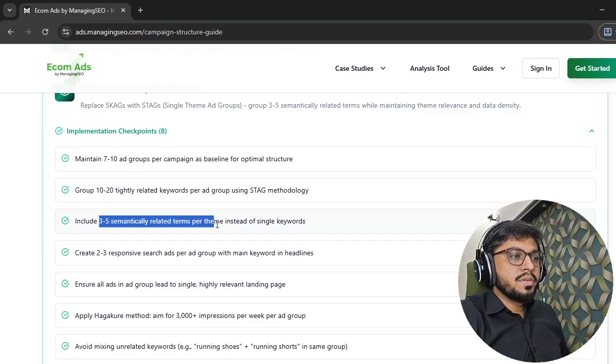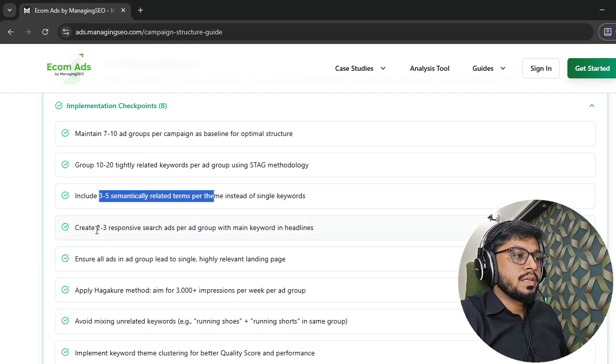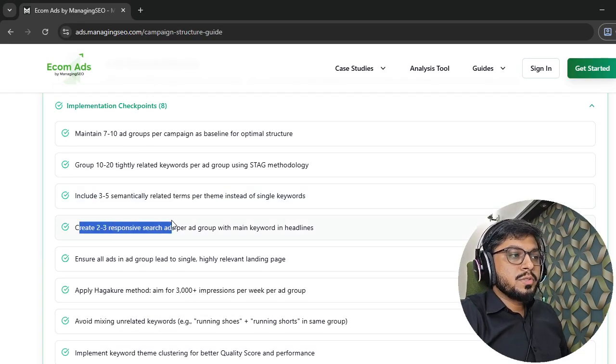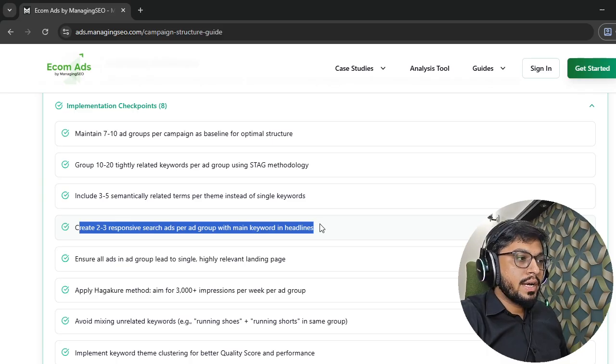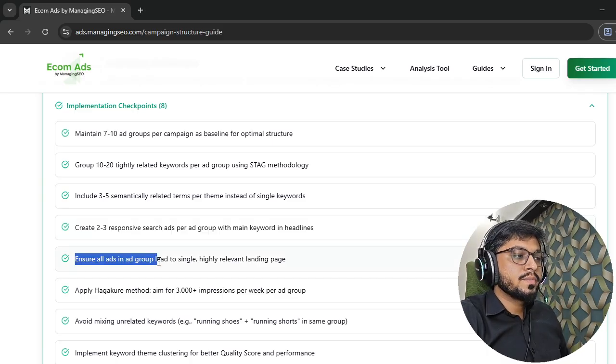Have a group of keywords, and then create 2 to 3 responsive search ads per ad group with the main keyword in the headline, and ensure all the ads in the ad groups lead to a single highly relevant landing page.